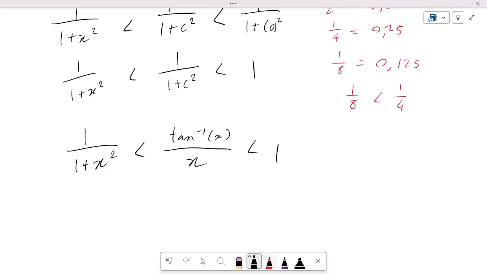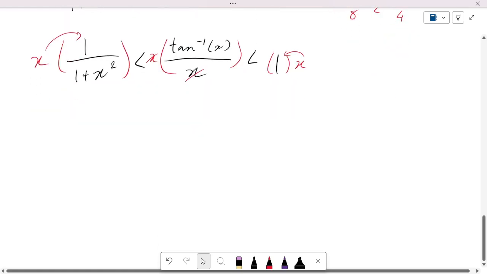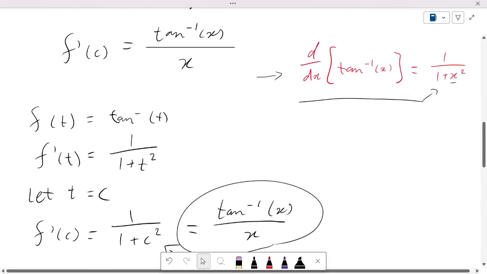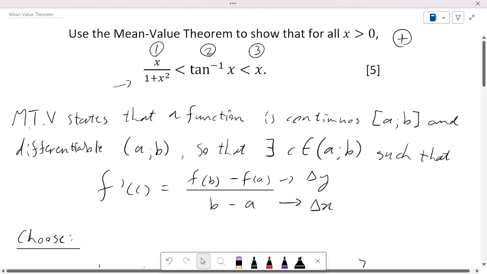Okay, and now we see we're getting somewhere. Just one more step. Multiply all sides by x, so we can get rid of this denominator over there. We multiply this side by x, such that the x will multiply by the numerator, and on this side the x will just multiply into the 1, giving just x over here. So therefore we're going to have x over 1 plus x squared is less than arctan of x, which is less than x. Is this the same as what we got in the beginning? It is. So that is how we answer this question.